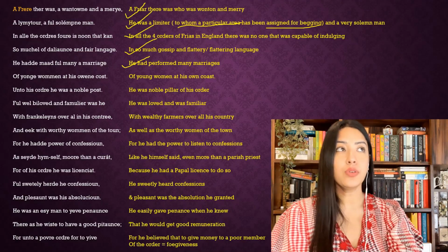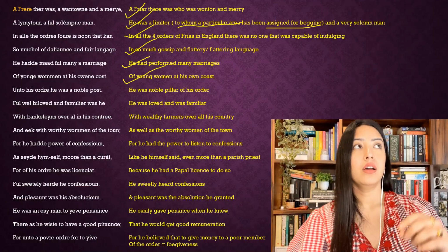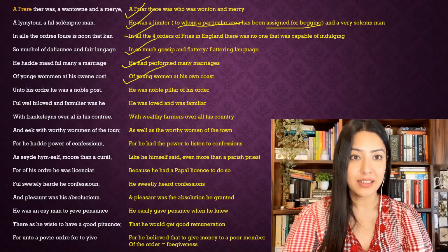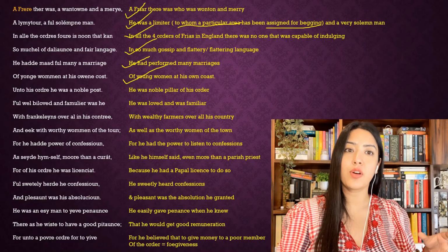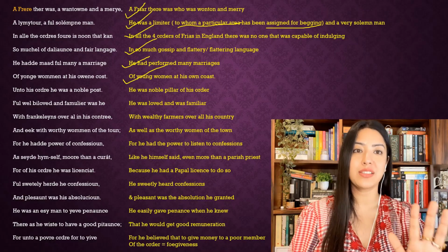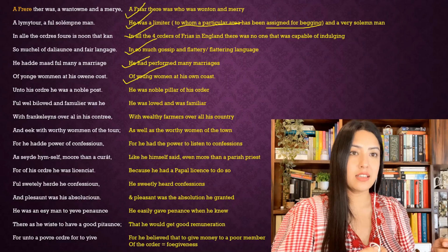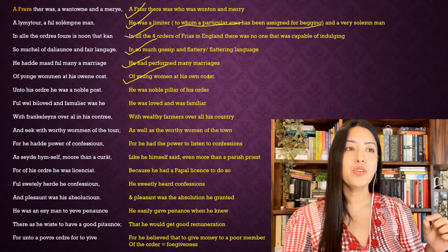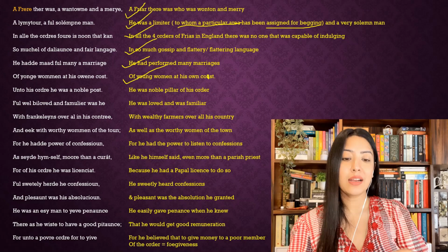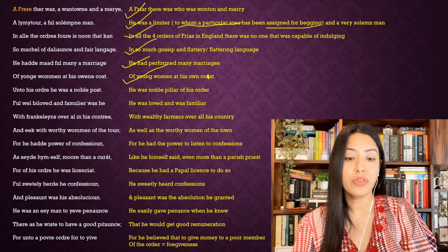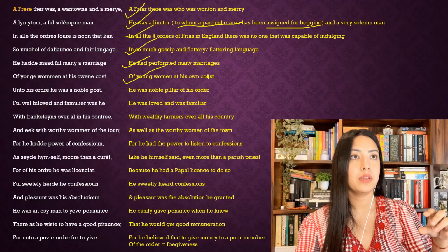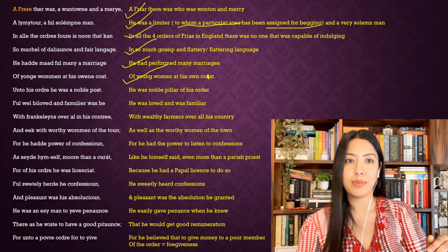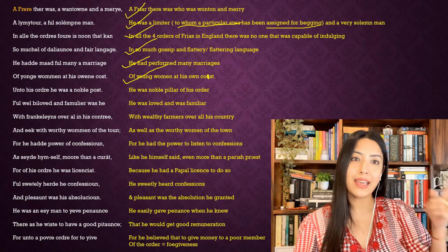So again, this gives a big jolt to the character of the friar. As opposed to what he should be, what is he? He indulges in gossip. He indulges nothing religious. Again, he indulges in gossip. He's into flattery. And when they say that he had performed many marriages of young women at his own cost, young women are, imagine 16, 17-year-old women. Sometimes, they don't think before they act.